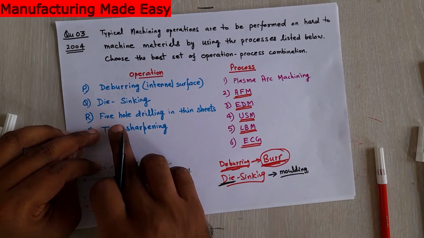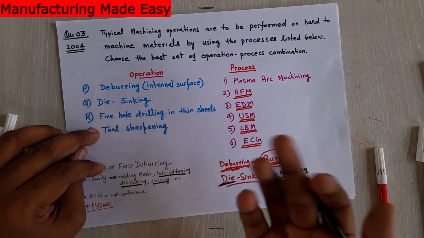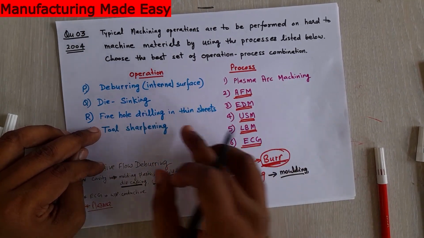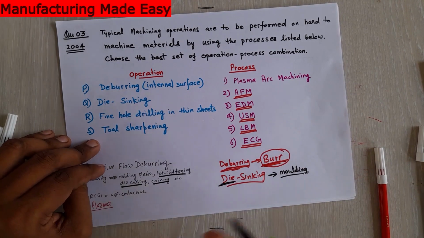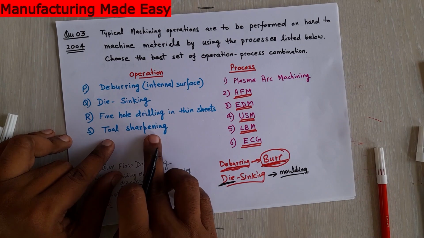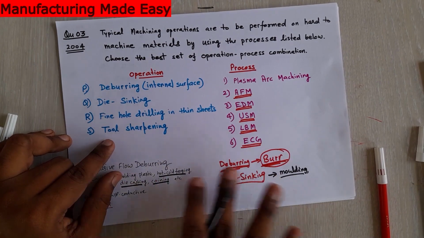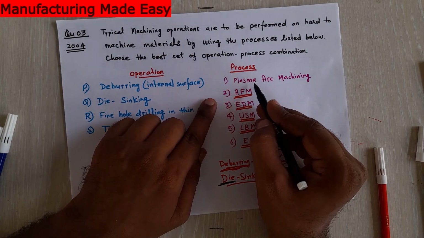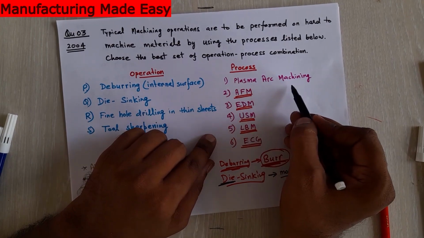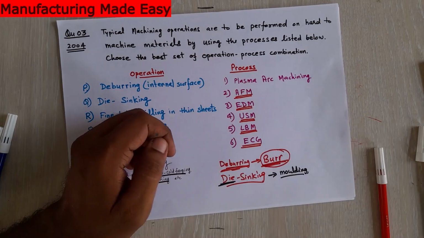नेक्स्ट इज द फाइन होल ड्रिलिंग इन थिन शीट्स. दिस इज सिंपल. फाइन होल ड्रिलिंग इन थिन शीट्स में फाइन होल किस लिए करते हैं वो देख. एंड टूल शार्पनिंग, जैसे एनी काइंड ऑफ टूल शार्पनिंग करने के लिए हम क्या यूज़ करते हैं, तो ये हमें बताना है. सो नाउ आई विल डिस्कस अबाउट द प्रोसेसेस, वेरियस प्रोसेसेस. First one is the plasma arc machining. Plasma arc machining.